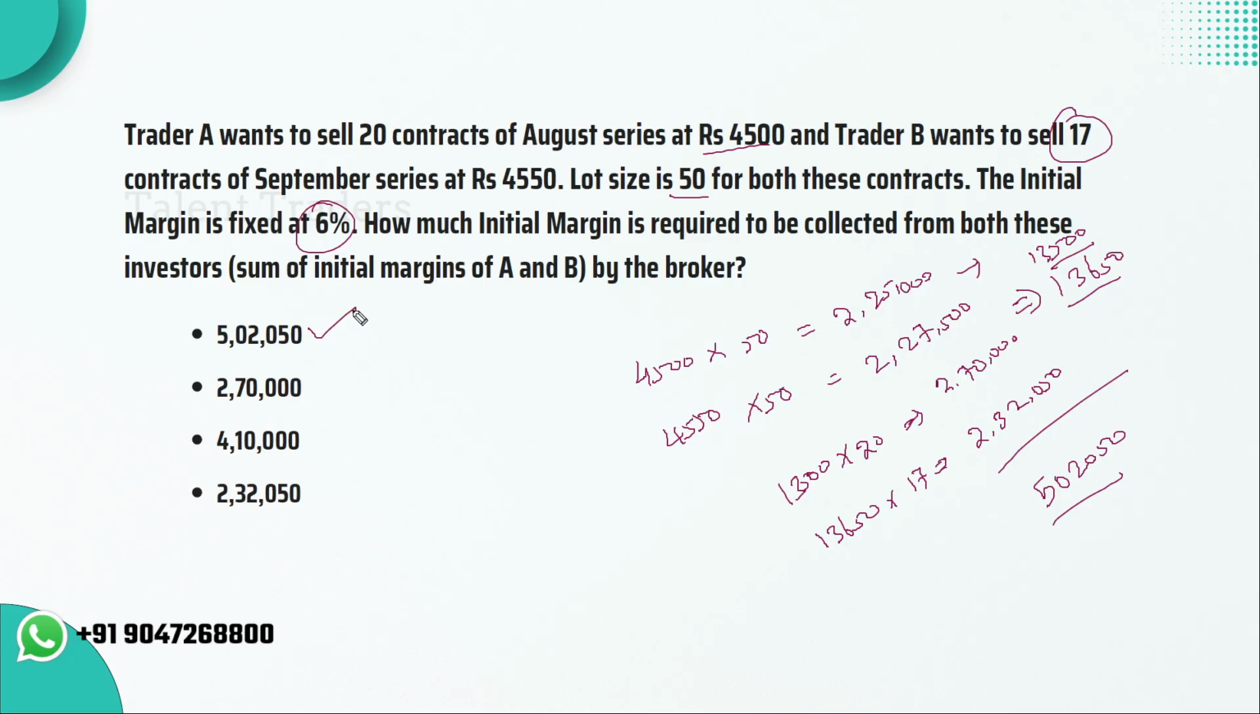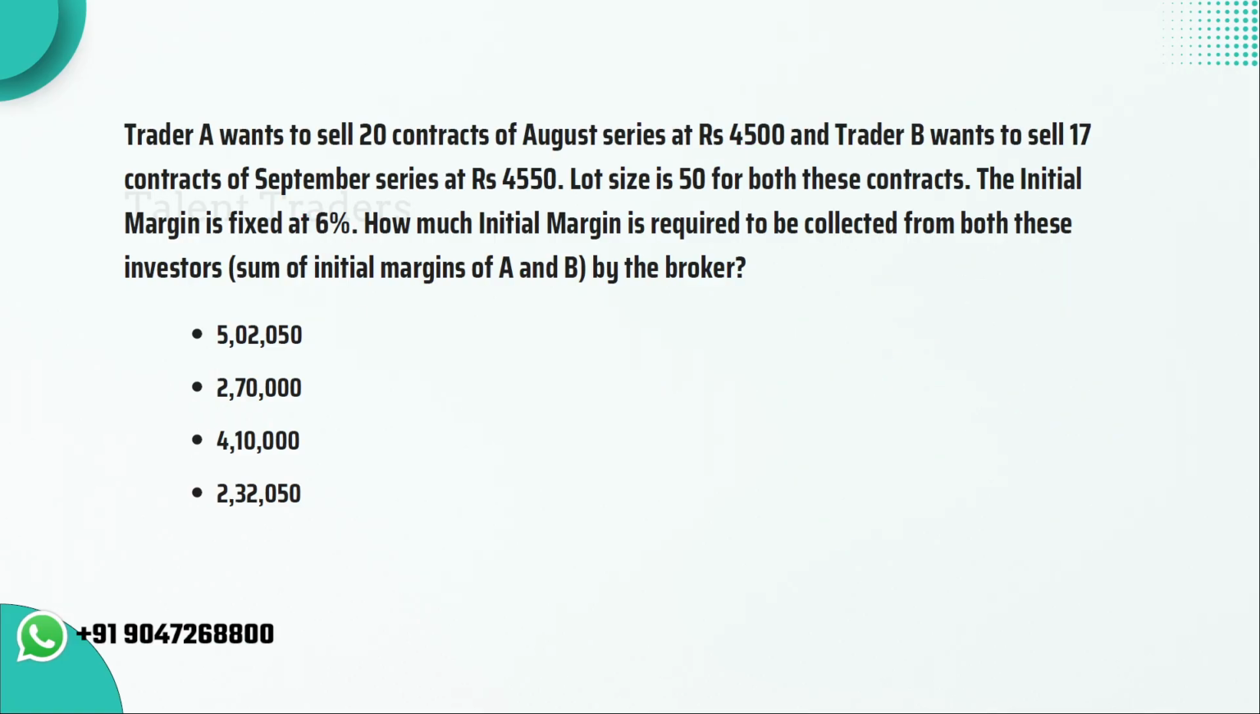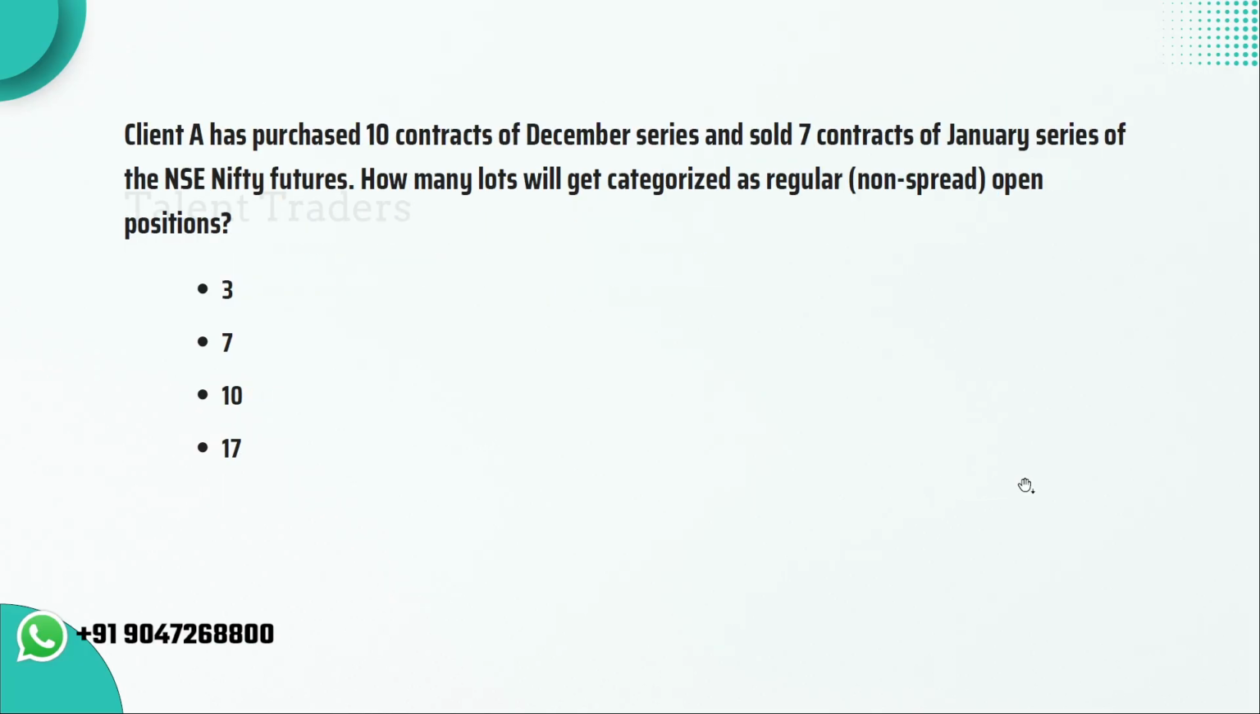So normally you find the contract value for one contract, but here there are two different contracts as given, and you have to calculate them separately. Finally, if you add them you will get the exact answer.